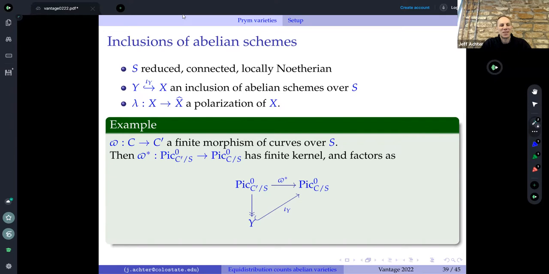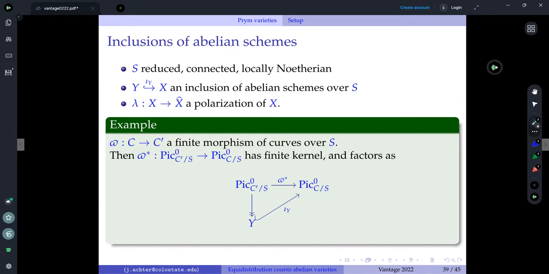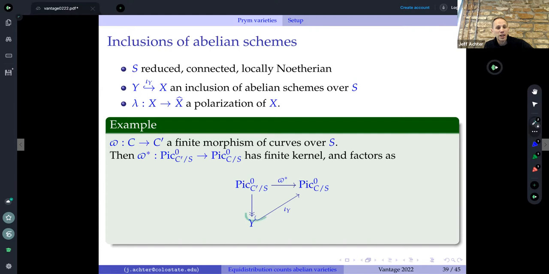So suppose you have an inclusion of abelian schemes. And by the way, everything I'm telling you about is already new if S is the spectrum of a field that isn't perfect or a field of characteristic two. So you don't lose a lot. You have an inclusion of abelian schemes and a polarization on the target. And where this comes from is, suppose you have a map of curves over S. Then you can pull back Pic^0 of here to Pic^0 of here. Push-pull says that you have an isogeny onto its image. And so the image of Pic^0, the Jacobian of the bottom one, in the Jacobian of the top is some sub abelian scheme. And that's the kind of thing that I care about.